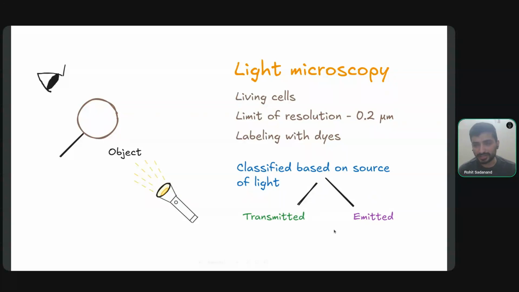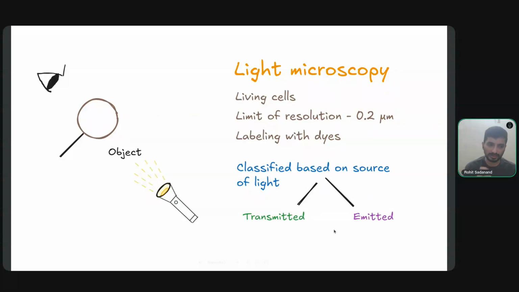But you might imagine that there are ways to make parts of the cell glow, and if you're making some part of the cell itself glow, then basically the light is coming from the cell itself, right? So it's not an external light, but an internal source of light, and that would be called an emitted light microscope.